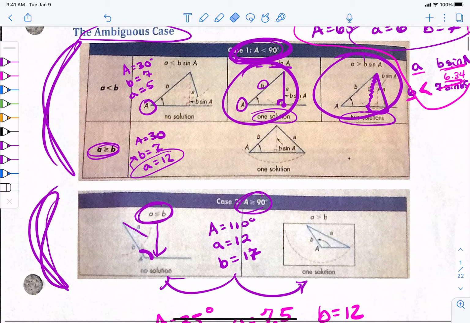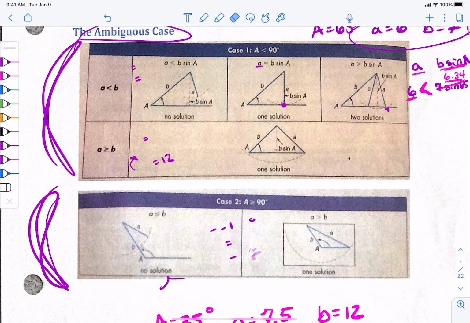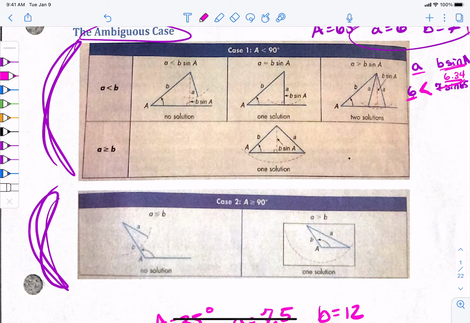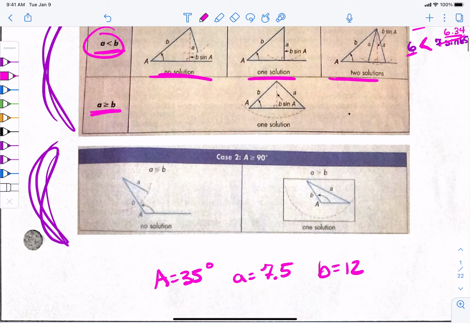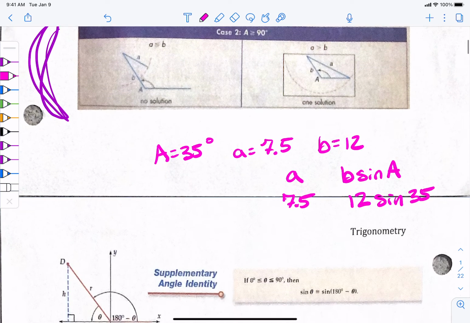Which chart are you looking at? We're looking at the top chart, right? Because we're looking at an angle that's smaller than 90 degrees, because 35 is smaller than 90 degrees, so we're going to look at that chart. Now, is A smaller than B, or is A bigger than B? A is smaller than B, so we got one of these three things happening. Now we look at the relationship between A and B times sine of A. So we do 7.5 in comparison to 12 times sine of 35. What is 12 sine 35?